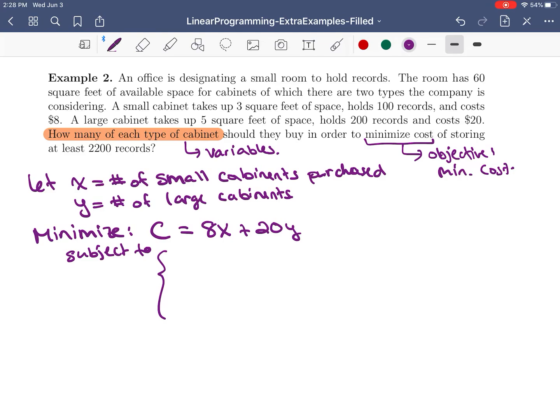Well, the space constraint. We know that we have at most 60 square feet. Each small cabinet takes up 3 square feet, and each large one takes up 5 square feet, so 3x plus 5y can be at most 60. The number of records they hold: the small ones hold 100 records each, the big ones hold 200. So the number of records we are able to hold is 100x plus 200y, and we want that to be at least 2200. And because these are counting the number of things, we need each of them to be positive.